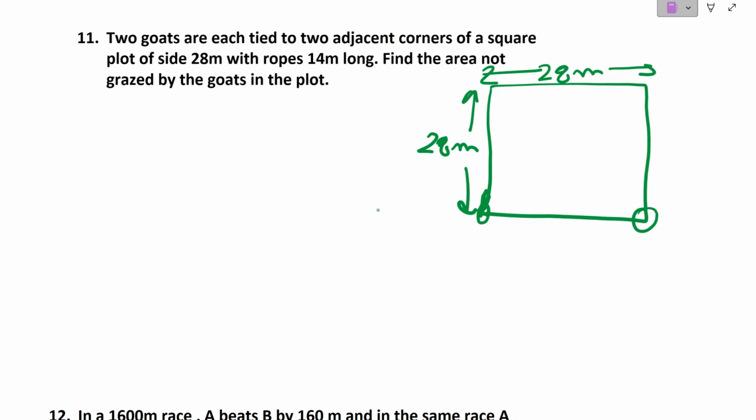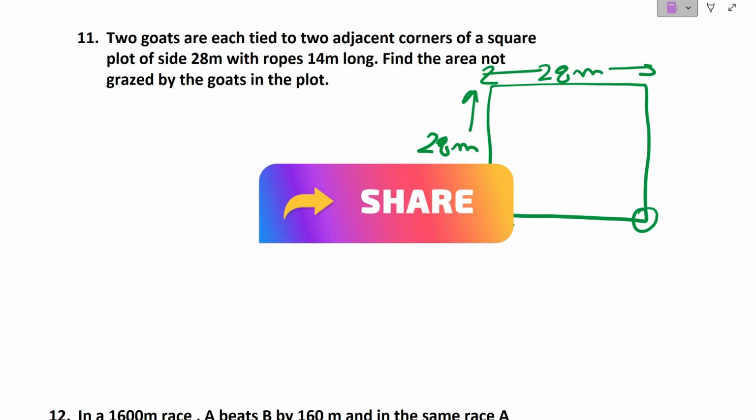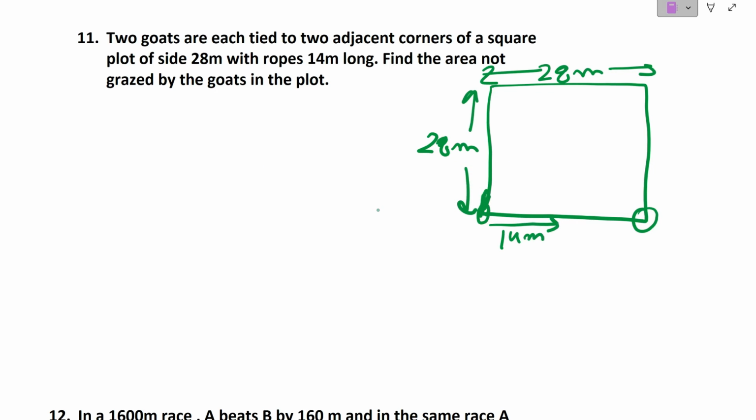Okay, so they are tied to two adjacent corners of a square plot of side 28 meter with ropes 14 meter long. So this much rope is 14 meter, and obviously 14 is half of 28. So this one is also 14 meter. Now the goat has started to graze with the 14 meter rope. This is how she is tied to it and this is how she would graze, like this. And the other goat would graze like this.